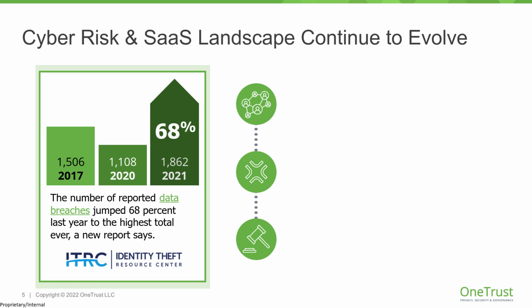So the cyber risk and software as a service landscape is a fun, interesting place to be. It's at least one of those things. We can also see it is a very complicated place to be. You'll see that in another stat here in just a second. We hit a new record high in 2021 of the number of data breaches. According to Identity Theft Resource Center, it jumped 68% from 2020, the previous high being in 2017.